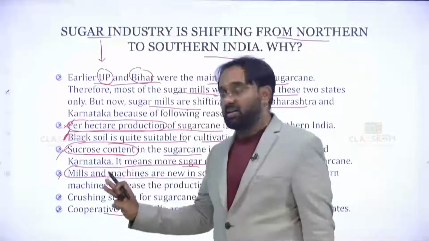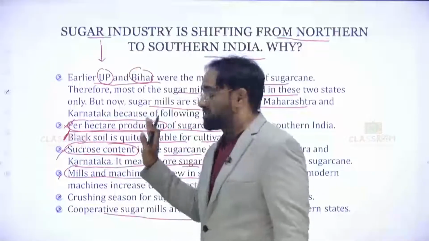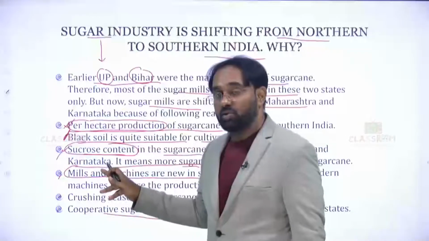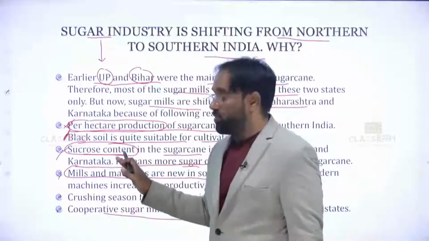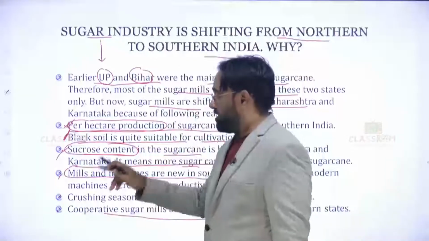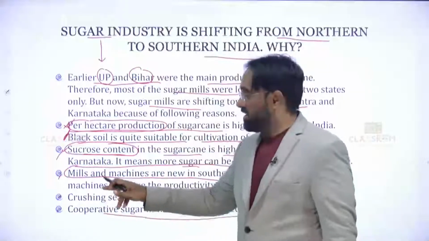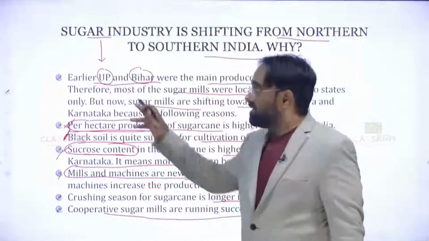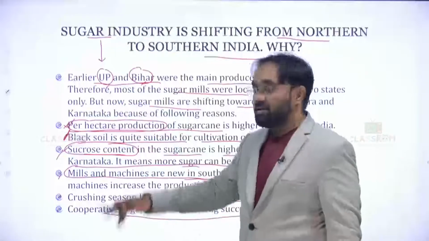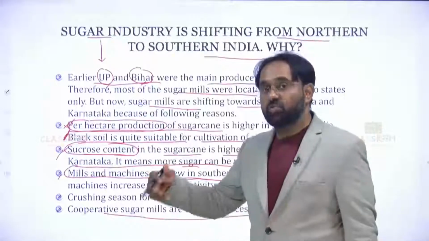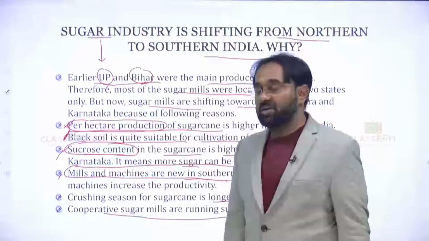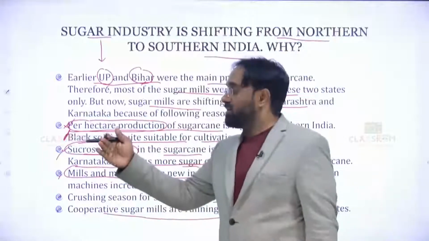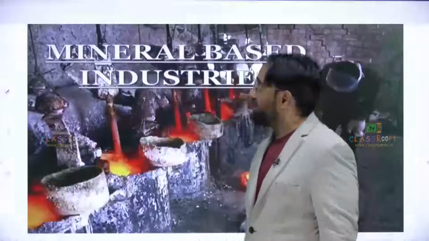But three important reasons are there. One is that per hectare production is more in southern India. Second, the sucrose content in the sugarcane produced in southern India, the Maharashtra region, is more compared to UP and Bihar. Third, machinery and modern equipment like mills and machines are new in southern states. In Uttar Pradesh and Bihar, it is still age-old practices. Modern equipment is not used. So, these are the reasons why the sugar industry is slowly shifting towards southern India.